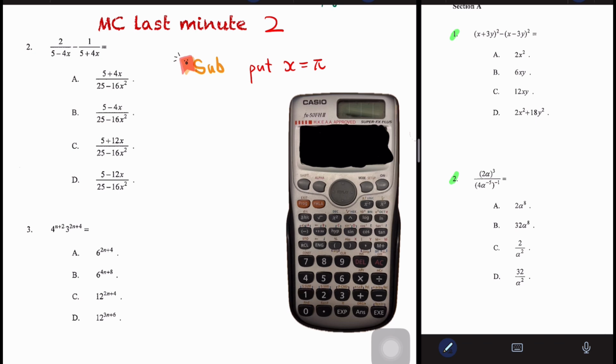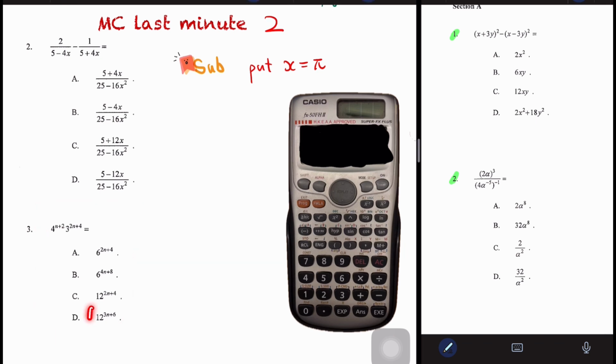Okay, so for only one unknown, you can let it be pi. Why? Because pi, you can press shift exp in the calculator. So it actually equals 3.1415. Okay, so with pi, you can directly press it in the calculator. For n here, you can put it as pi as well.